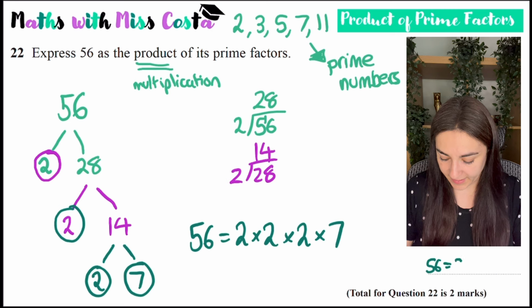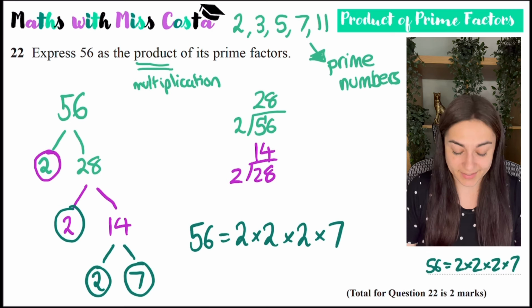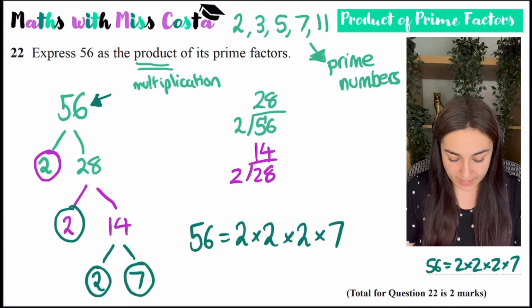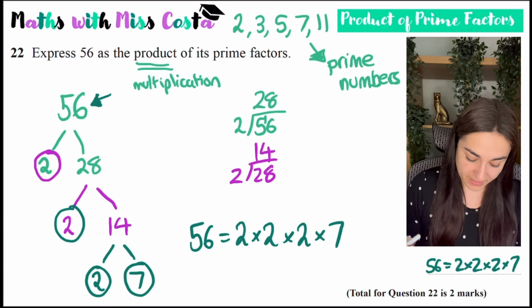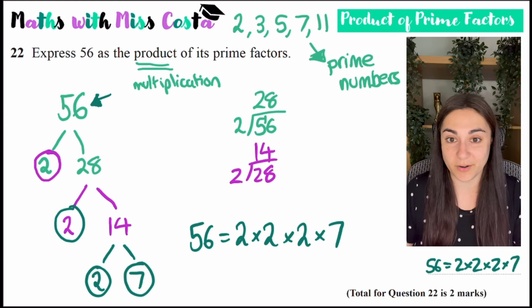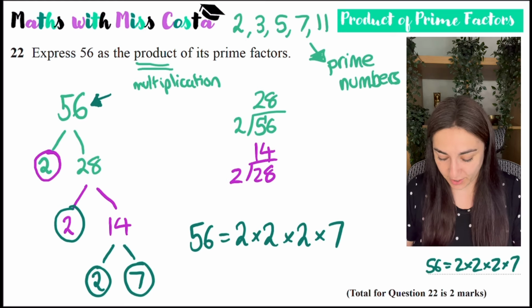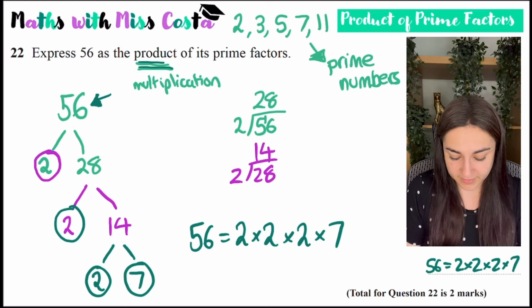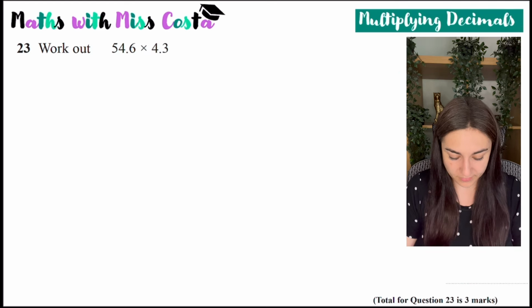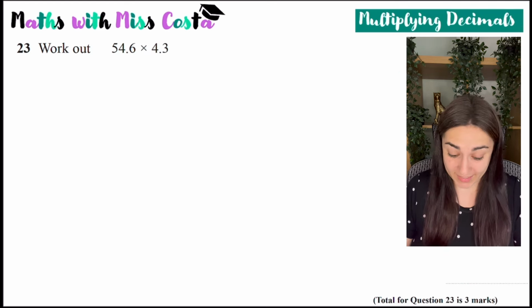So I could write that here as well. When I'm doing this, all I'm doing is finding factors of my original number. Anytime I get to a prime number, I circle it and I find factors of the number that's left until all of my little tree branches are extinguished, and then I just write them out being multiplied by one another, because product means multiplication.